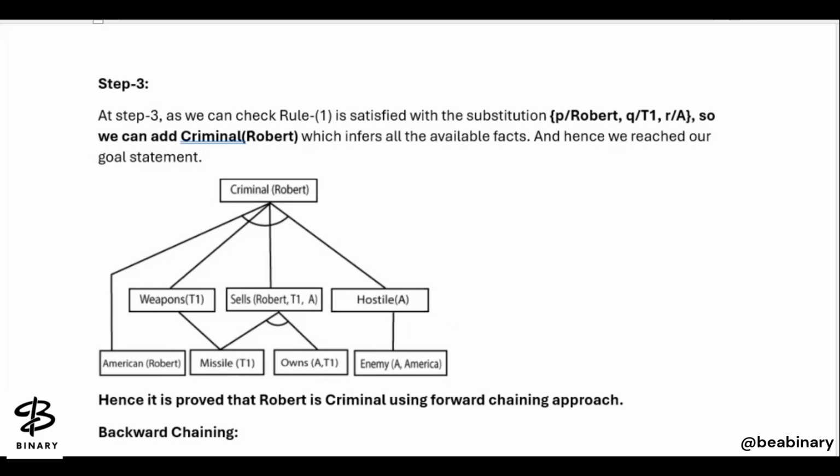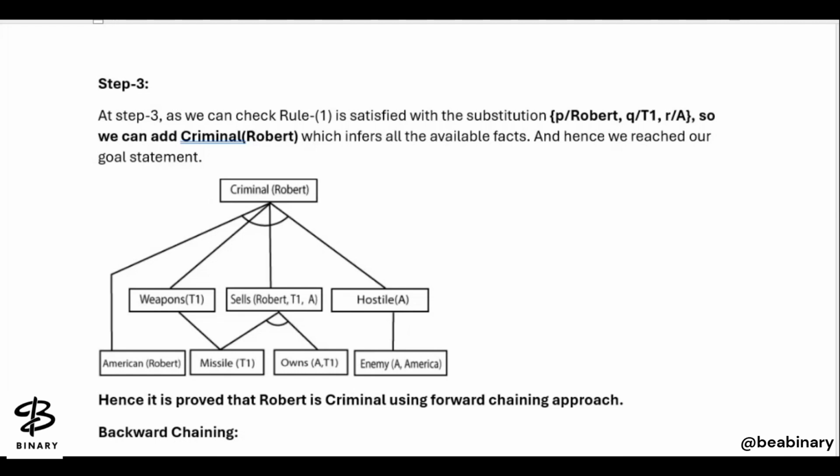Now here we are taking an example of backward chaining, the same example we were talking about. In backward chaining, we use the same example above and we will rewrite all these rules. We are saying again: American P, weapon Q, sells PQR, hostile R, criminal P, owns A T1. The same rules here.